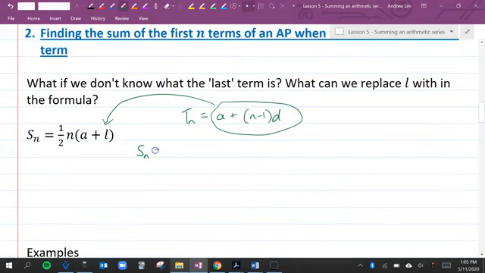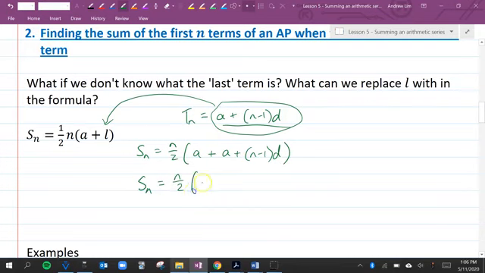The sum of the first n terms is equal to half n, or n on 2. I'm just going to write n on 2 because I like that. Times (a plus L), but L is all of this, so I'm just going to write all of that. And I'm just going to clean this up. So the sum of the first n terms is n on 2, bracket 2a plus (n minus 1)d.